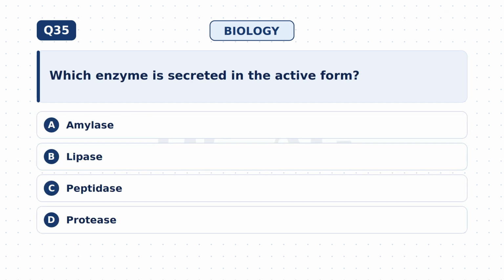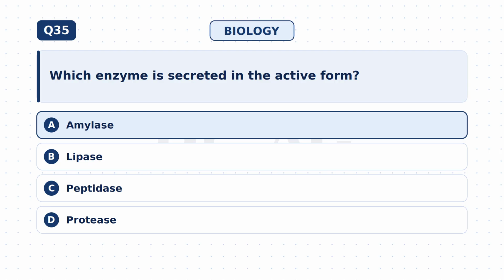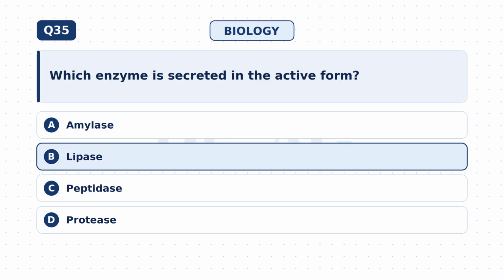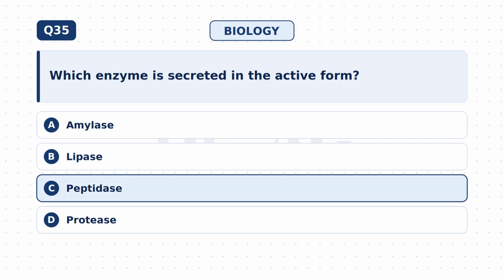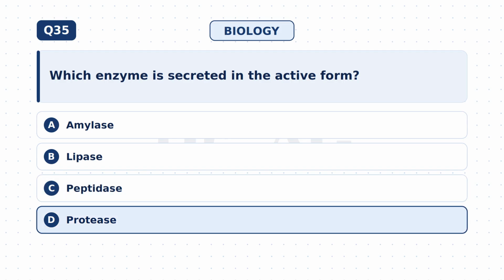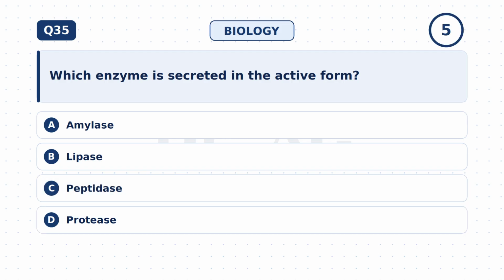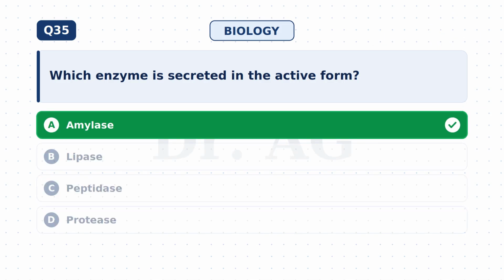Question 35. Which enzyme is secreted in the active form? Option A, amylase. Option B, lipase. Option C, peptidase. Option D, protease. The correct answer is A, amylase.